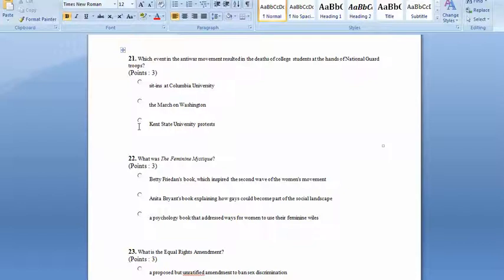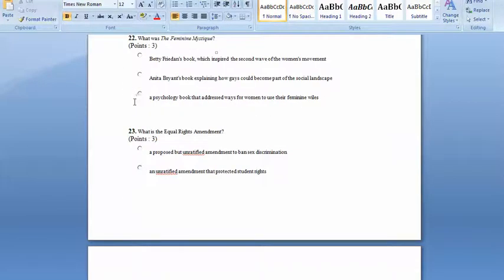Number 21, which event in the anti-war movement resulted in the deaths of college students at the hands of National Guard troops? Sit-ins at Columbia University, the March on Washington, or Kent State University protests?